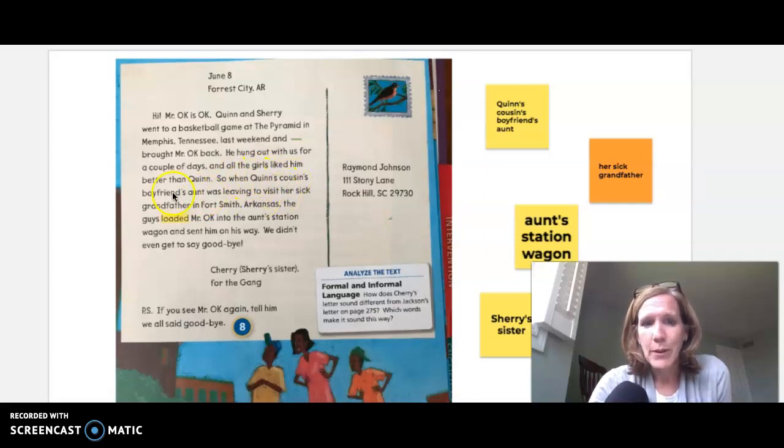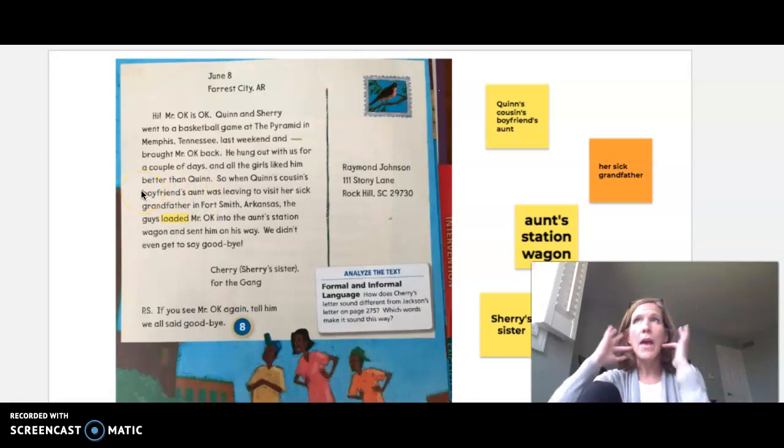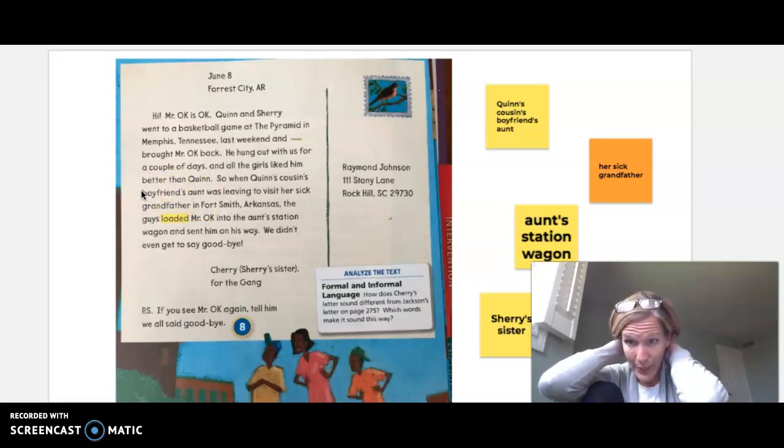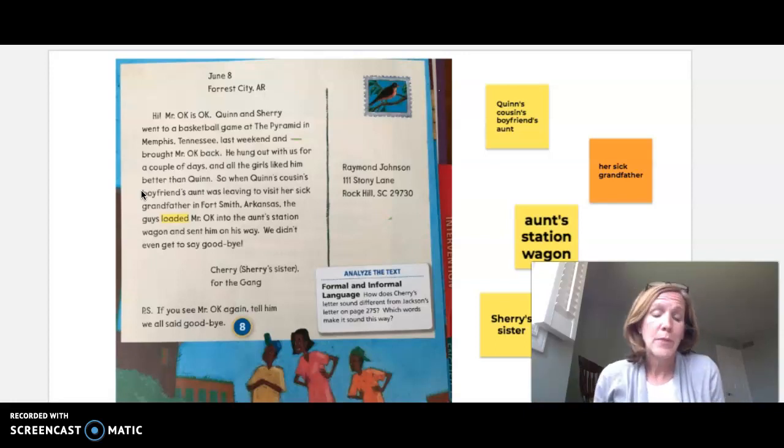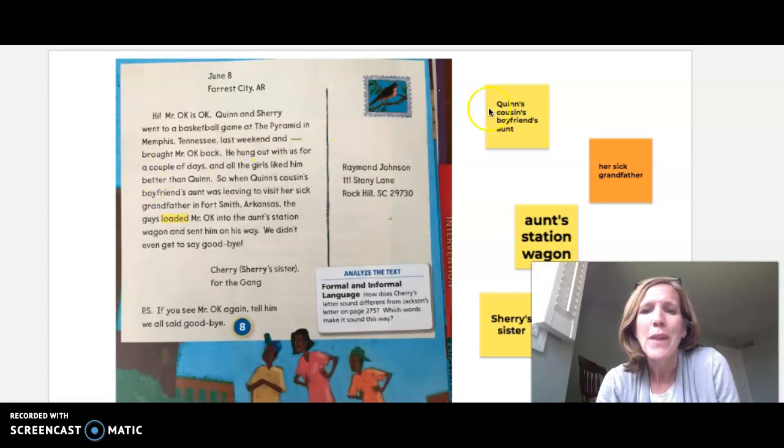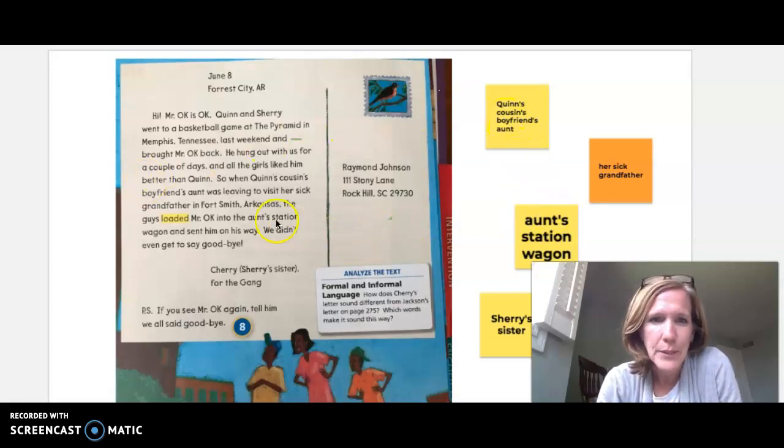It's the cousin's boyfriend. The boyfriend belongs to the cousin. And it's the boyfriend's aunt. The aunt belongs to the boyfriend, right? So we noticed that the item, the noun that it was owning or possessing, came right after the possessive pronoun, okay? Or, I'm sorry, possessive noun. So we had that one. That one's really confusing, so let's not use that one as an example because that one is an extreme.